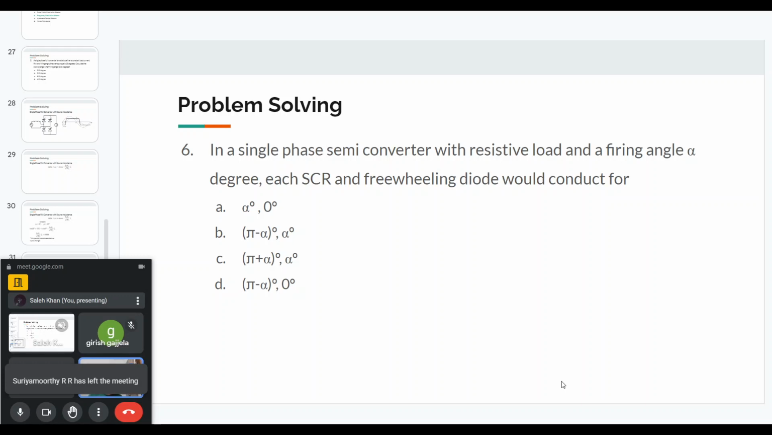So I can give you 1 or 2 minutes because this should not take too much time. If some of you can guess what should be the answer. What you should note is the resistive load. So what would happen in case of a resistive load and the freewheeling diode? Okay, so it's an interesting question. Some of you are answering C and some are answering D.